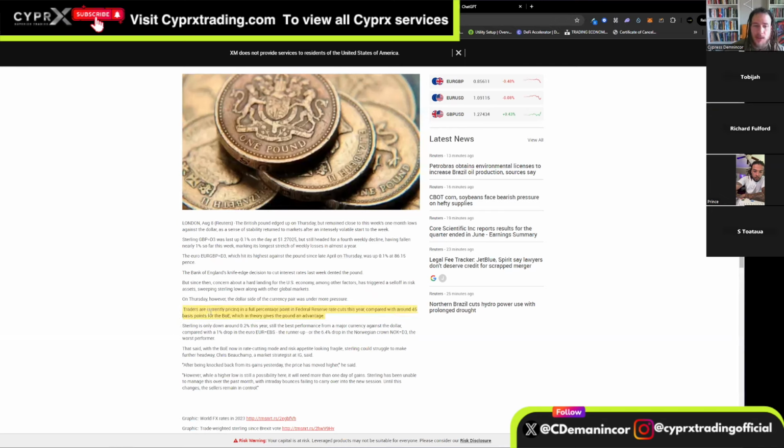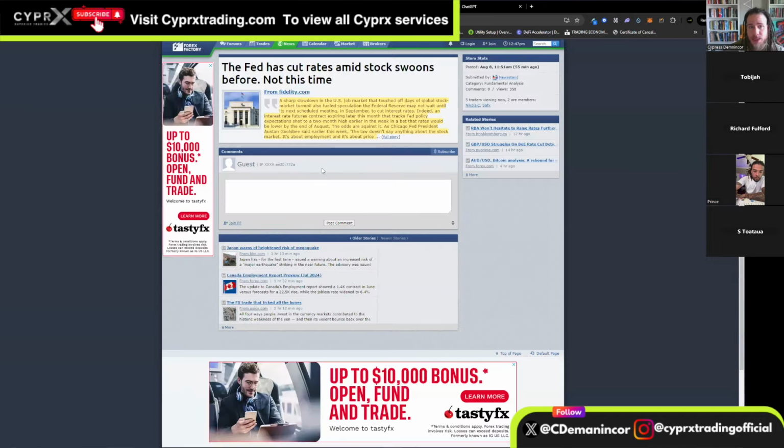Traders are currently pricing in a full percentage point in Federal Reserve rate cuts this year, compared with around only a 45 basis point rate cut for the Bank of England, which in theory gives the pound an advantage, right? Then you can see here this report also states that the Fed has cut rates amid stock swoons before. So in previous market cycles, the Federal Reserve has come out well before their monetary policy announcement and done an emergency rate cut. So right now, the market is starting to price that in.